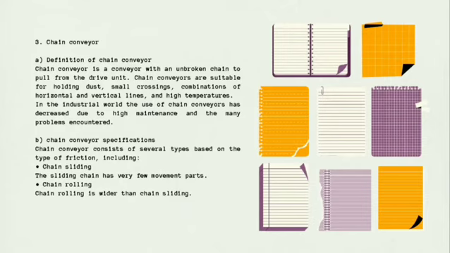B. Chain conveyor specifics. Chain conveyors consist of several types based on the type or function, including chain sliding. The sliding chain has very few moving parts. Chain rolling. Chain rolling is wider than chain sliding.